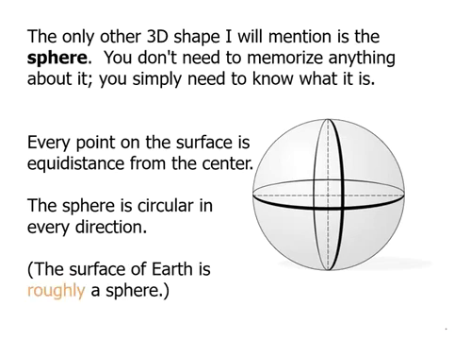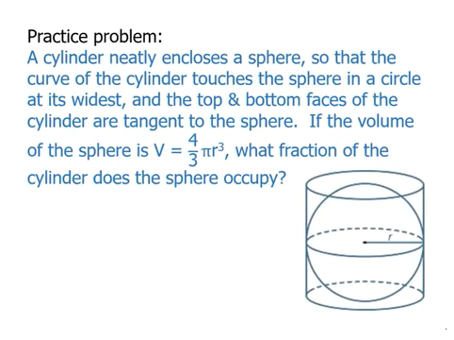I'll say that the surface of the Earth is roughly a sphere. In fact, the Earth technically is a little wider at the equator, so it's not a perfect sphere, but it's roughly a sphere, and it's a way to think about it. Here's a practice problem. Pause the video, and then we'll talk about this.